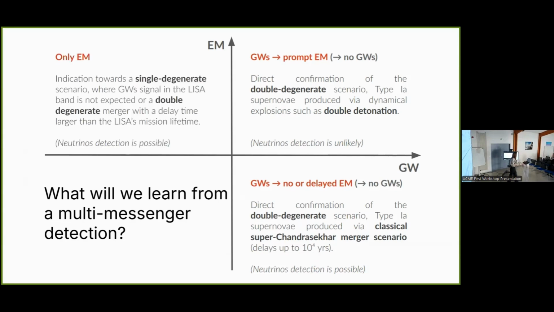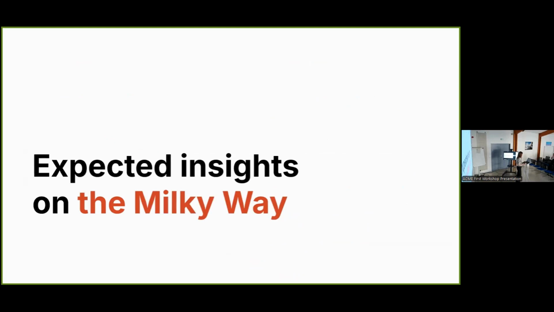And if we see only electromagnetic radiation, right, we are sort of where we are now. So this is not a double degenerate case, because otherwise we would see a disappearing LISA signal, or it can be a double degenerate case, but with this super long delay that means that we just missed it with LISA. And again, depending on the white dwarf mass, the neutrino association may be possible or not.